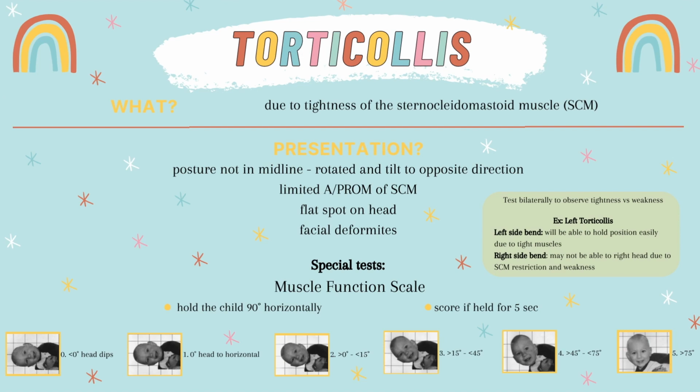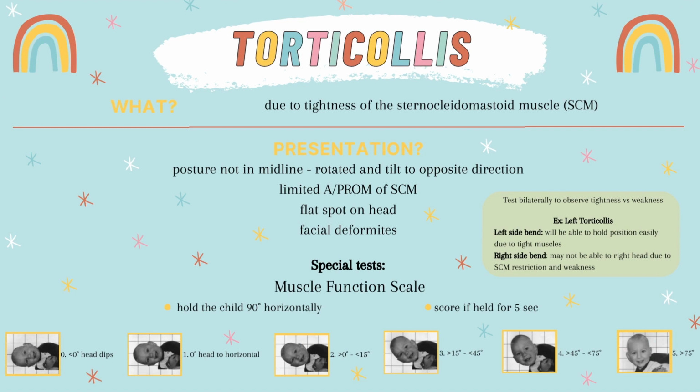One of the special tests that you can perform is called the muscle function scale. You hold the child at 90 degrees horizontally, and you score the number if it is held for 5 seconds. You want to test bilaterally to observe tightness versus weakness. The muscle function scale gives an objective measure to determine strength and tightness related to the lateral tilt. A child with the tight side up will be able to hold against gravity well since it is tight, but a child with the uninvolved side up might have difficulty righting their head due to the restriction on the contralateral side, and it is also typically weaker since it doesn't work in that full range due to the tight muscle.